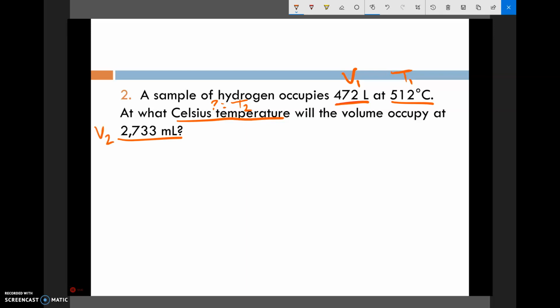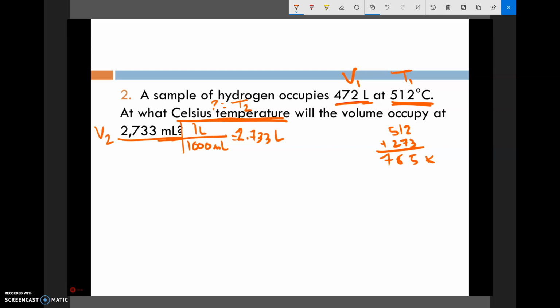Okay, now let's look at our units. Our volume is in liters and milliliters. This is not okay. We have to choose one of them. It can't be both. So let's go ahead and convert milliliters to liters. When you do that, it's 1,000 milliliters in 1 liter. So we're going to divide by 1,000, which is going to be 2.733 liters. And then our temperature, remember, it has to be in Kelvin, not degrees Celsius. So we're going to go ahead and add 273 over here. 512 plus 273, 785 Kelvin. Even though this asks for Celsius temperature, you have to go ahead and convert it into Kelvin.